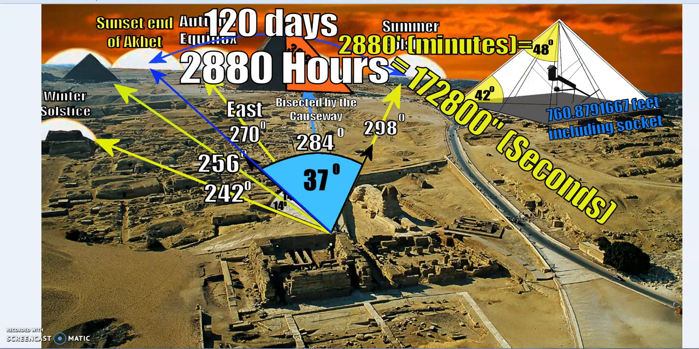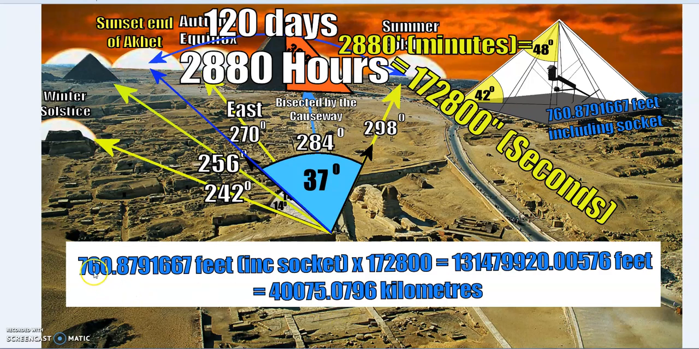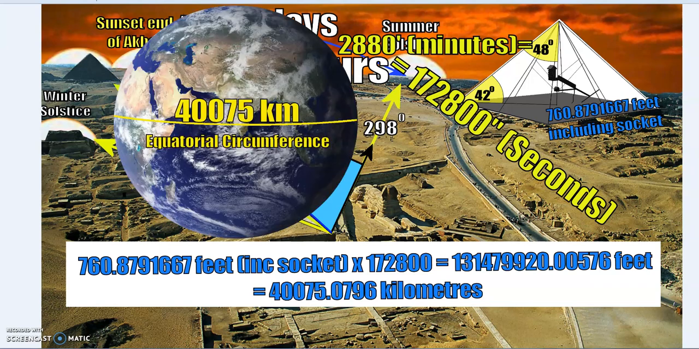And what's interesting about that is, multiply the base length, including the sockets, of the Great Pyramid times 172,800, or the number of seconds in 48 degrees. Well, you get that many feet, which converts to that many kilometers. What's nice about that is, that's the equatorial circumference of the Earth. So the base length of the pyramid, including the sockets, multiplied by the number of seconds in 48 degrees, gives you the equatorial circumference of the Earth above 99.9%.